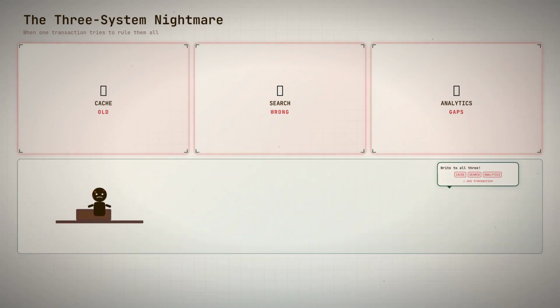Because when you try to write to three systems at once, you're not solving a problem. You're creating a distributed systems nightmare. Every read returns a different version of the truth.